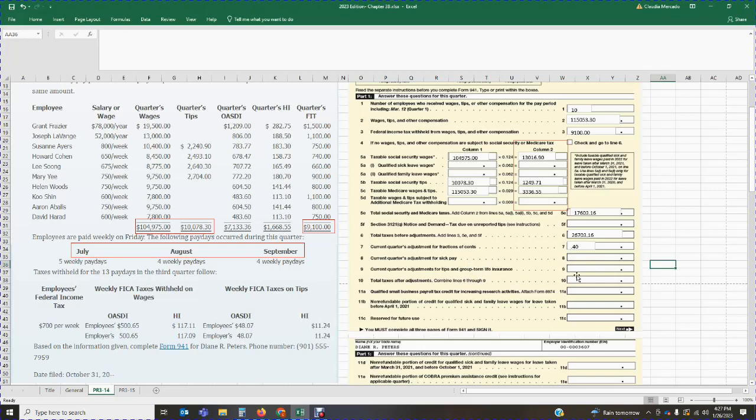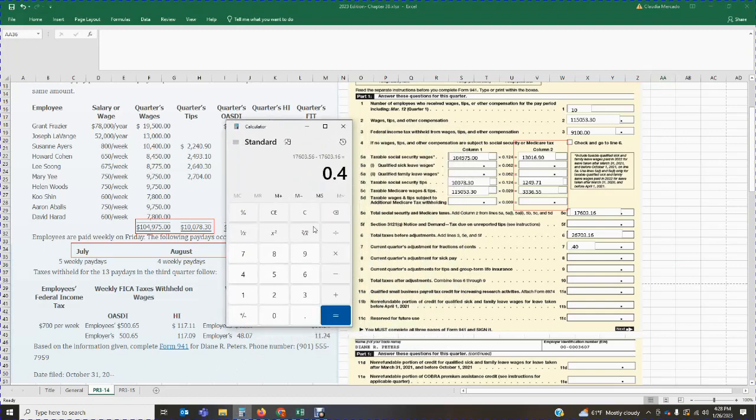Okay. Line number 8, current quarter's adjustment for sick pay, we didn't have any. Adjustments for group term life insurance, we didn't have any. Line number 10, total taxes after adjustments. It says to combine lines 6 through 9. So we're going to add lines 6 through 9. We only have data on 2 lines. Line 6 is 26,703.16. Line 7 is 0.40. So the amount that we're going to enter on line 10 is 26,703.56. Okay.